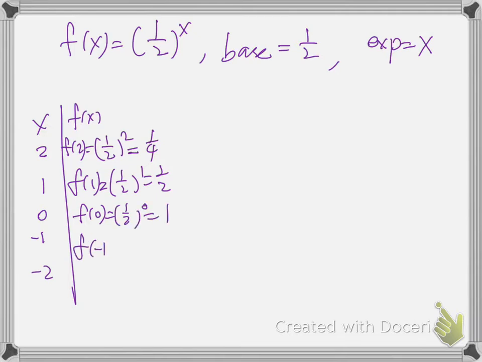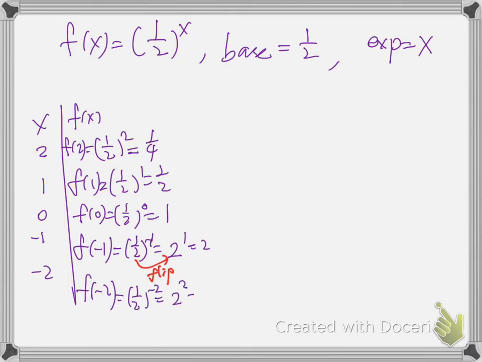f of -1 is 1 over 2 to the -1 power. So now we flip. This is 2 to the first power. We just flip the base. You can flip the base or you can flip the whole power, and you will get the same thing. So this is number 2. f of -2 is 1 over 2 to the -2 power. So flip again, and we get 2 to the second power. So this is 4.